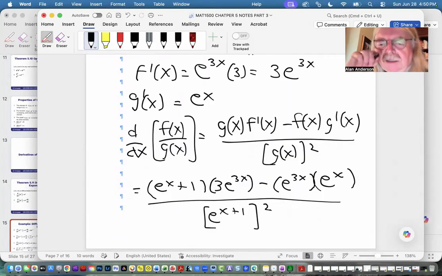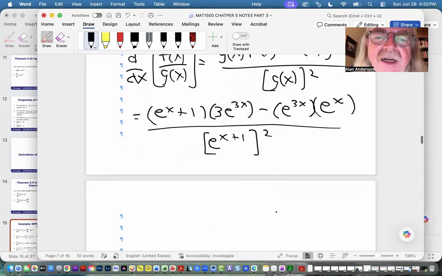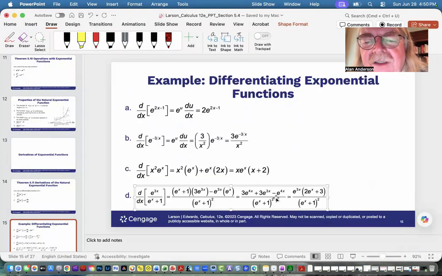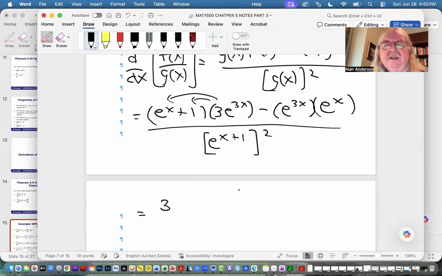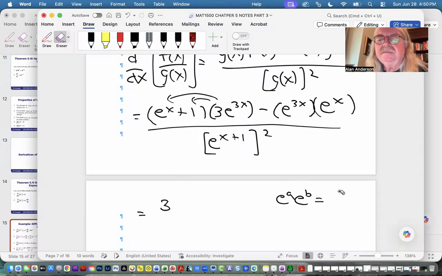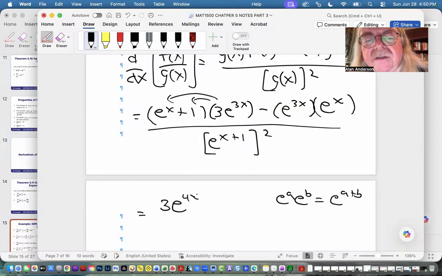squared. Okay. Now, I know that they went ahead and simplified this like crazy. Not really. Let's just see what we can do. We'll multiply these out. By the way, remember this rule: e to the a plus b. So that's what's going to happen here. I'm going to have 3 now. e to the x times e to the 3x will therefore be e to the 4x.